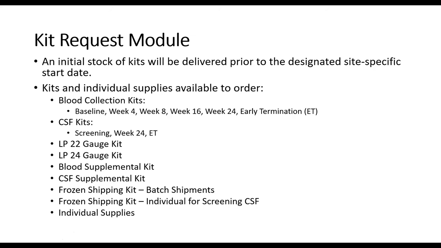We have blood supplemental kits and CSF supplemental kits. Those kits are provided at the beginning of the study, but if you need to request another one later on, those are available to request. Those kits have just kind of an assortment of extra supplies in case you have issues with any tubes or any of the particular supplies along the way. As you're collecting other samples, then you just have some extras on hand to pull from.